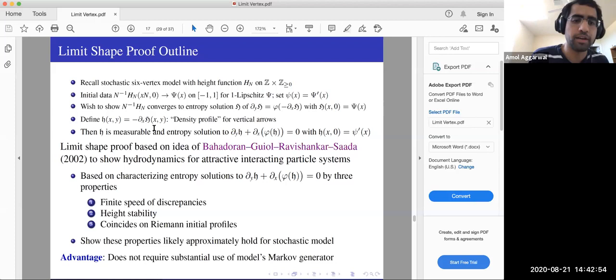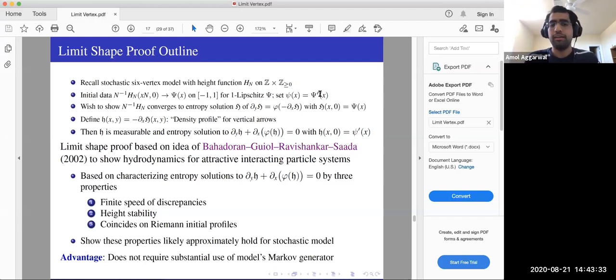So, okay, let me just take a few minutes to recall the setup, which is these five little bullet points here. So we have the stochastic six-vertex model. Its height function is H_n, and it's defined on this upper half plane, Z cross Z greater than or equal to 0. The initial data is converging to some function psi, for some one-Lipschitz function psi. And I'm going to let little psi denote the derivative of psi. The height function is giving you the cumulative sum of the number of arrows, and the derivative is giving you the density of arrows, more or less.